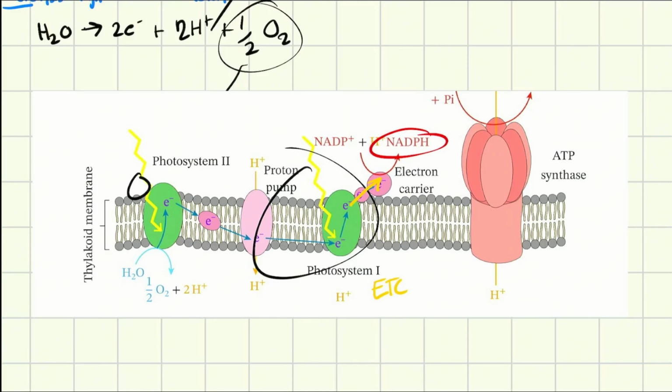NADPH is essential in our light independent cycle, also known as the Calvin cycle. So the keyword here is reduce. Remember, when we reduce, that means to gain an electron. But also remember that when we reduce a molecule, it tends to have more energy, which is why we want NADPH. Photosystem 1 also uses that energy from our electron transport chain to create our hydrogen ion gradient within our lumen.